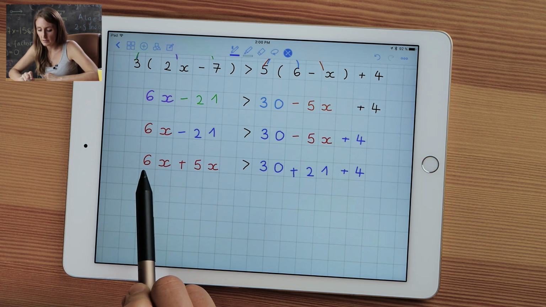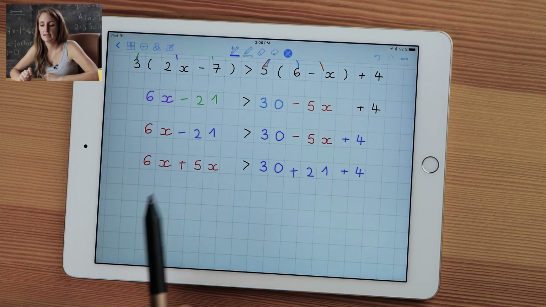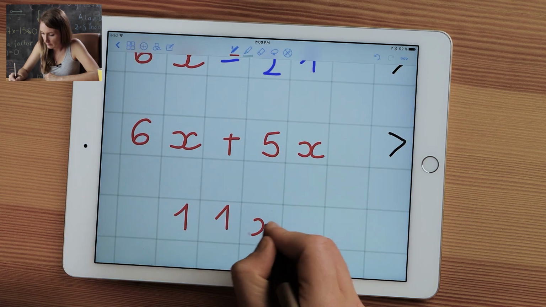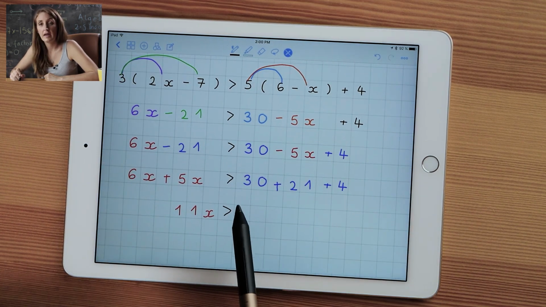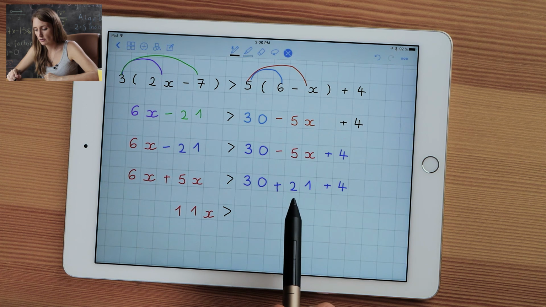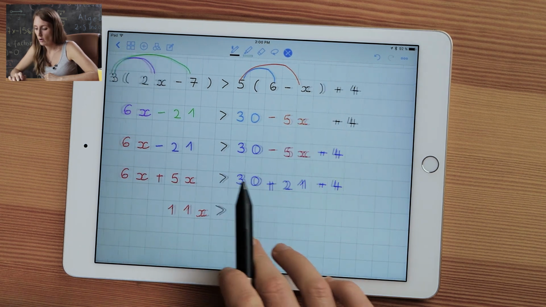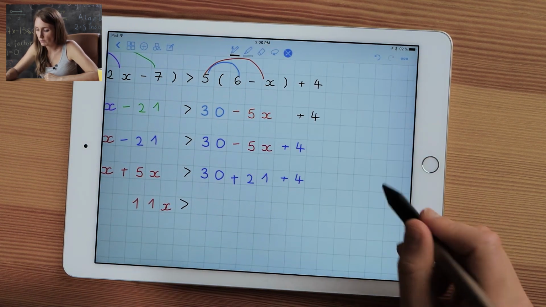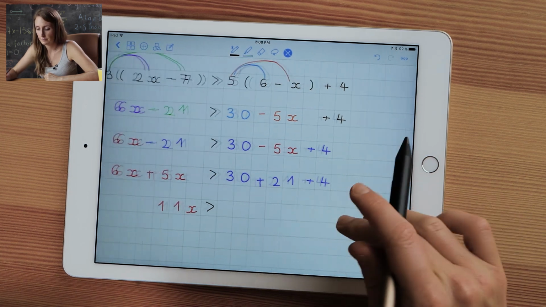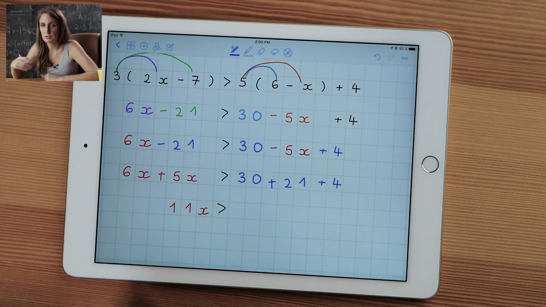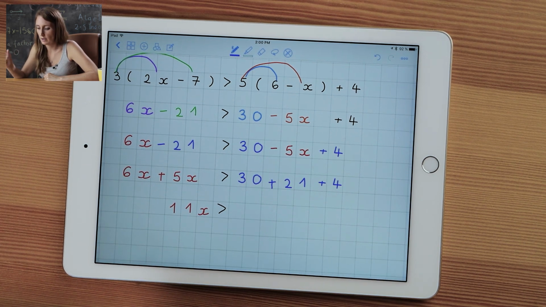So 6x and 5x is 11x. Don't think it's 11x squared. It's just 11x. On the other side, we're going to have 30 and 21. That's 51. Plus 4, that's going to be 55. If you're not sure how to do that in your head, on the side here, you can just do some rough workings. You can add them up in a column. If you're doing the new A level, then you're going to be lucky enough to always have a calculator. So you can double check on that or just use your calculator straight away.